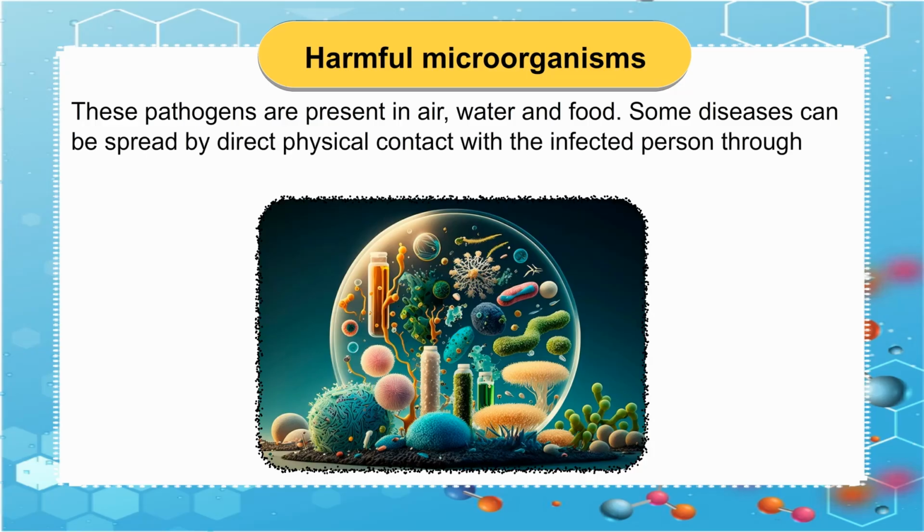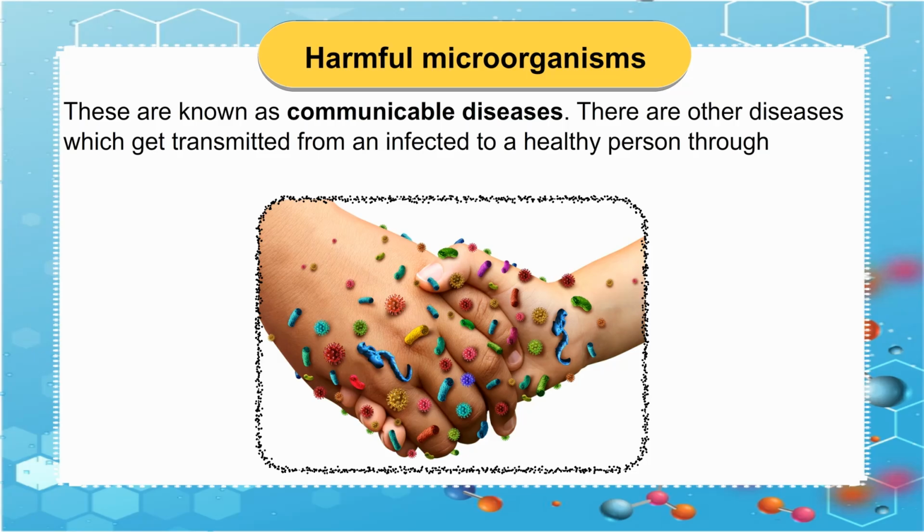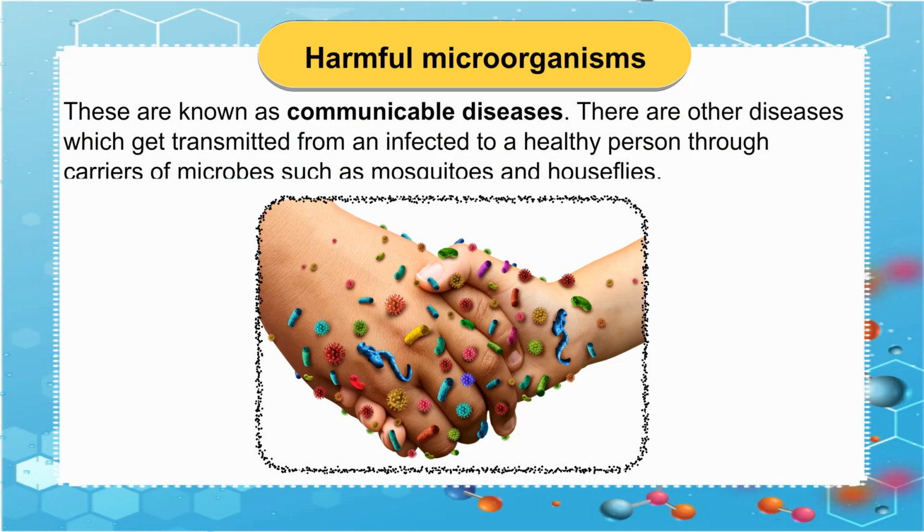There are other diseases which get transmitted from an infected to a healthy person through carriers of microbes, such as mosquitoes and houseflies. For example, fevers like malaria and dengue are transmitted by different types of mosquitoes. Some of the common communicable diseases in human beings are listed below.